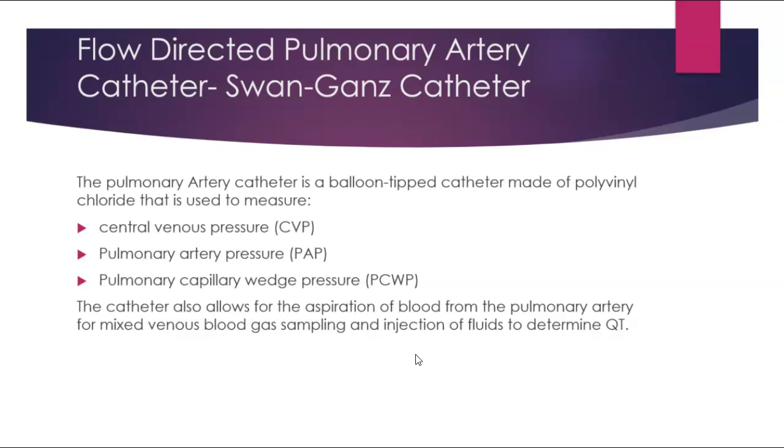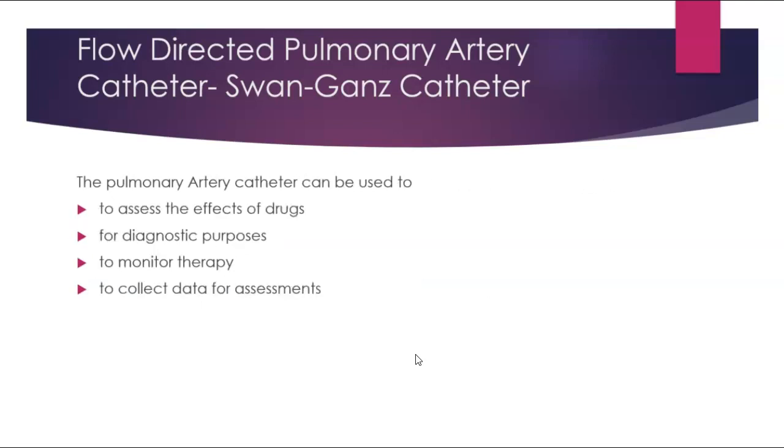Some of the primary reasons that we would insert a pulmonary arterial catheter is to assess how effective the drugs we're giving our patient are. We also do it for diagnostic purposes or to monitor different types of therapies that the patient might be on. We also do it to collect data on critical clinical assessments.